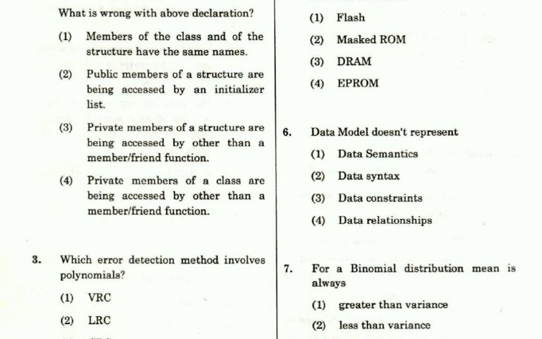Data model doesn't represent. So a data model, what is a data model? A data model represents data semantics, syntax and relationships. Constraints, that means rules for valid data, are not part of the data model. They are enforced separately in databases. So data constraints is the correct answer.